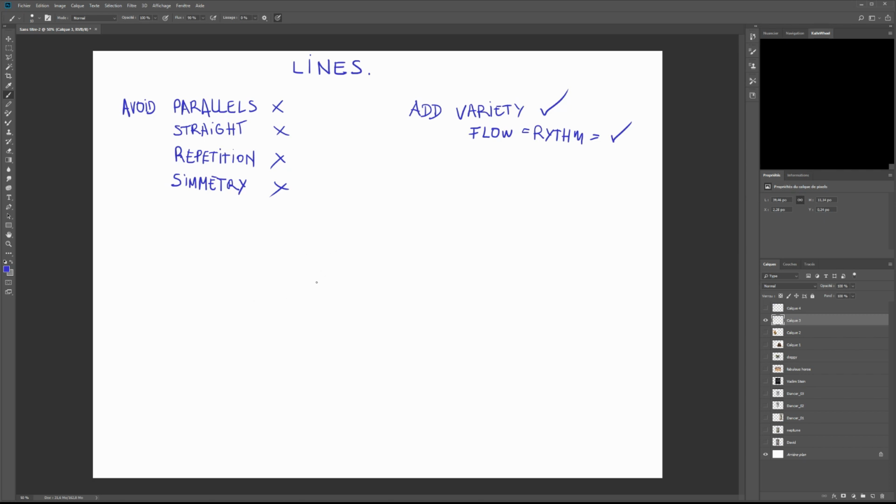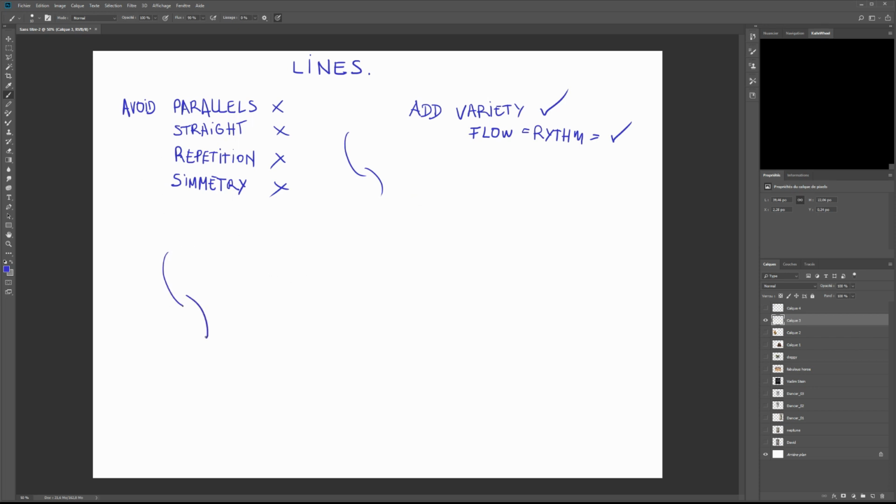So we're gonna see a few examples of that. So yeah, just flow and rhythm. Just remember this basic principle. If you avoid all this, you're gonna have some flow and rhythm. Actually, that's quite easy. So here, flow and rhythm, responding curves. All right, so also try to avoid repetition, as we've seen.